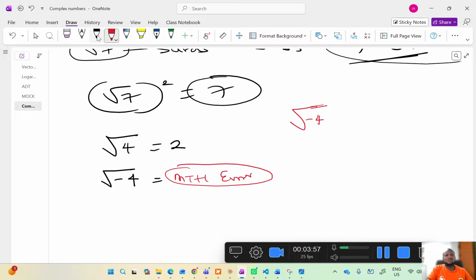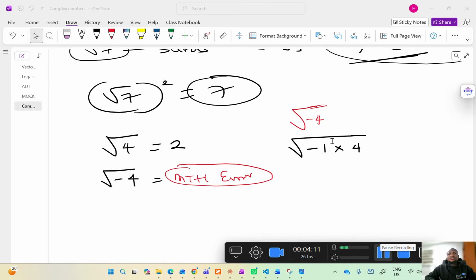What does that mean? To solve this, we are going to write this as the square root of minus 1 times 4. That is, take the negative out as minus 1. So wherever you see a minus, just take out minus 1 from that number and multiply by that number. For example, minus 4 is minus 1 times 4, minus 9 is minus 1 times 9, and so on.